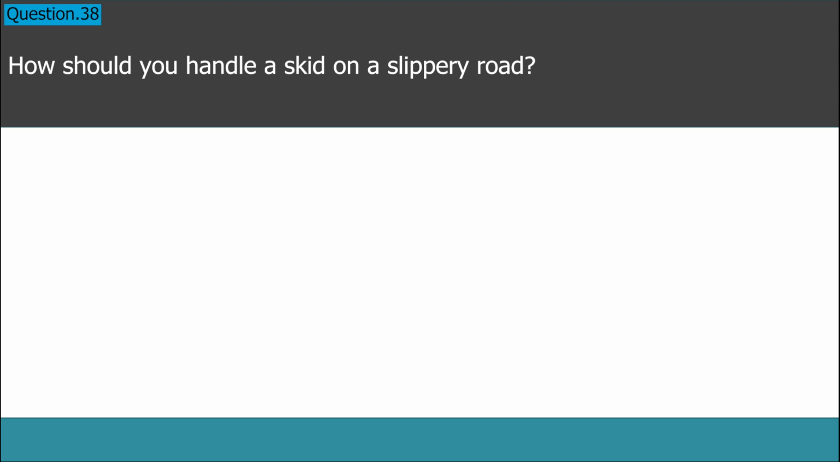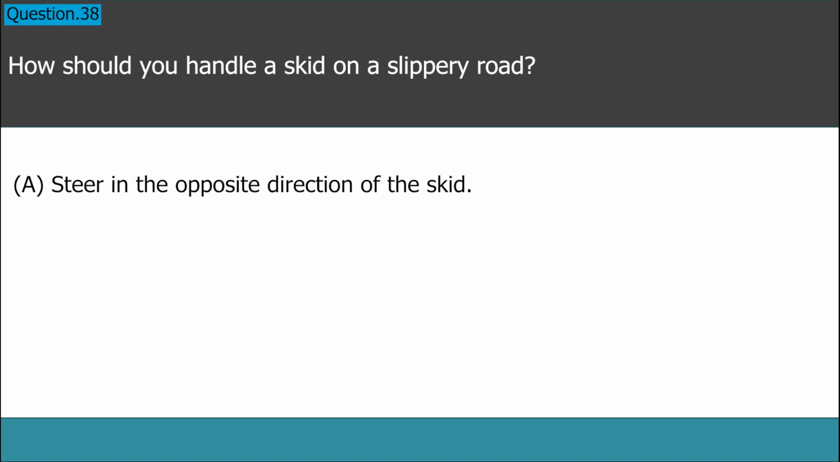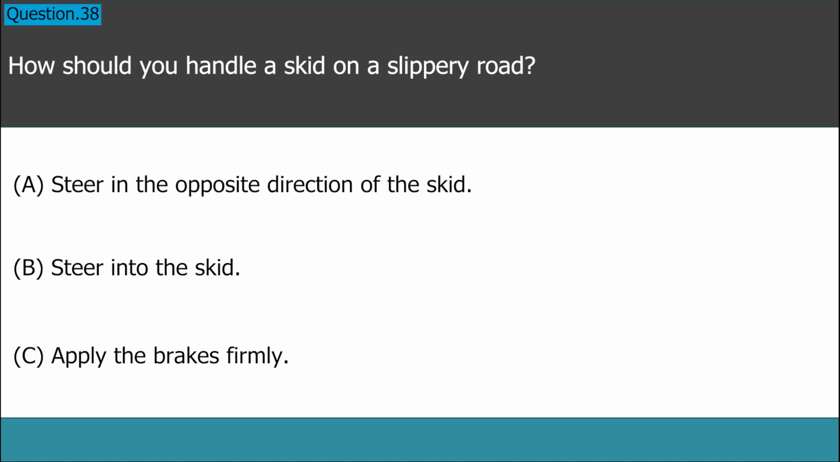How should you handle a skid on a slippery road? A. Steer in the opposite direction of the skid. B. Steer into the skid. C. Apply the brakes firmly. Answer: B. Steer into the skid. Steering into the skid helps you regain control of the vehicle.